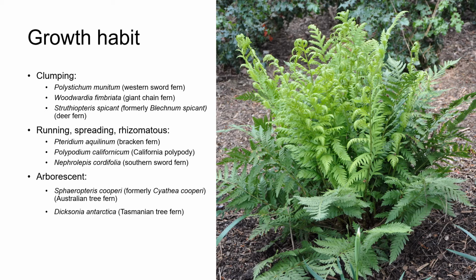The southern sword fern, which is a popular ornamental, also spreads by rhizomes and can become a nuisance in the landscape. And there are also arborescent or tree-like ferns. The most common ones available in California nurseries are Sphaeropteris cooperi, which was formerly Cyathea cooperi, the Australian tree fern, and the slightly more cold-hardy Dicksonia antarctica, the Tasmanian tree fern.